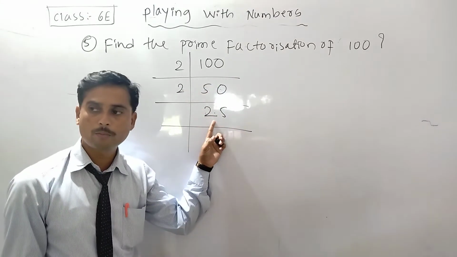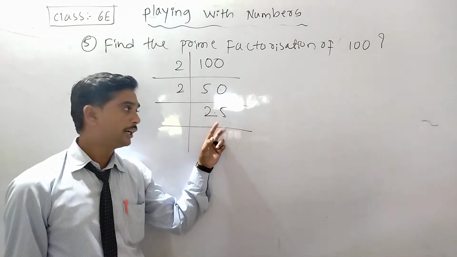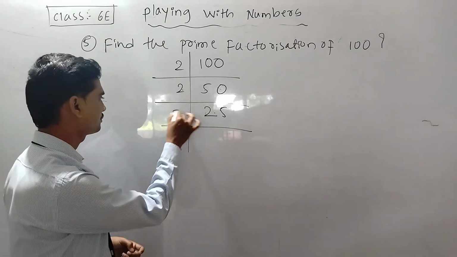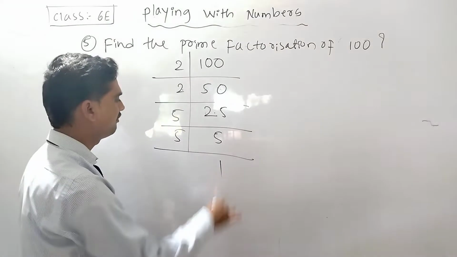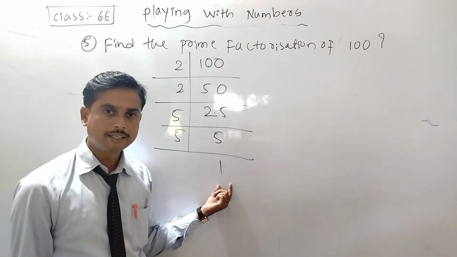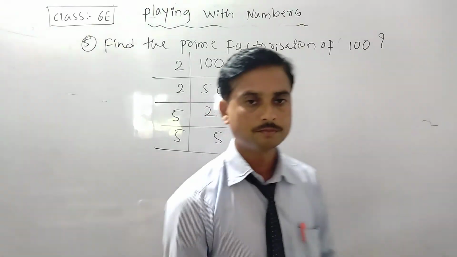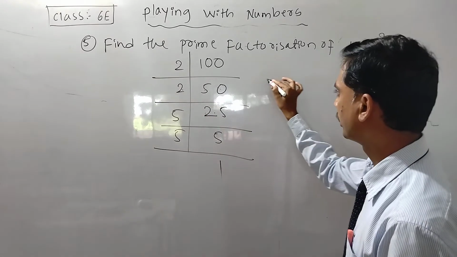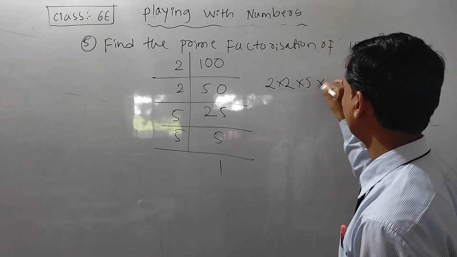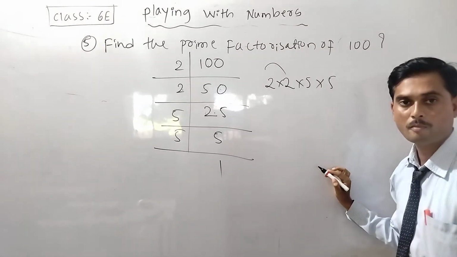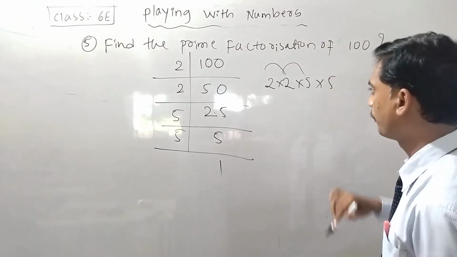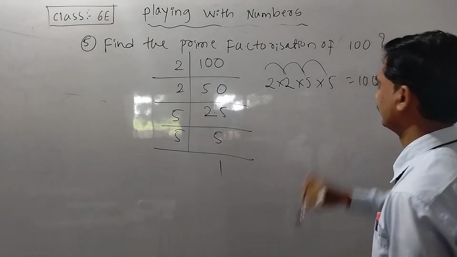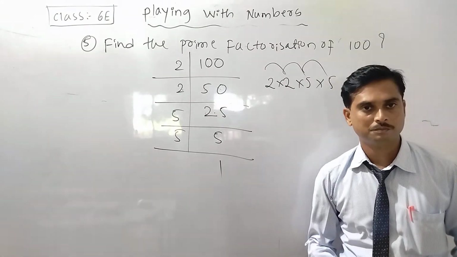Now is 25 completely divisible by 2 or not? No. Then 25 has which table? Yes, the table of 5. 5 fives are 25, and you stop your division because the remainder is 1. Then you have to multiply 2 into 2 into 5 into 5. 2 twos are 4, 4 fives are 20, 20 fives are 100. This is the answer.